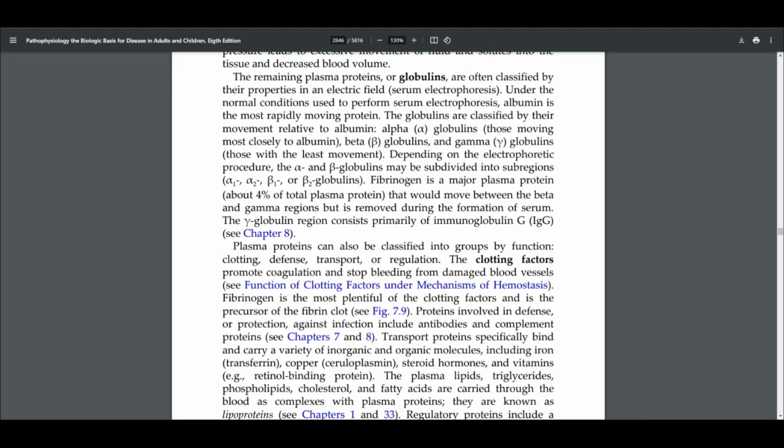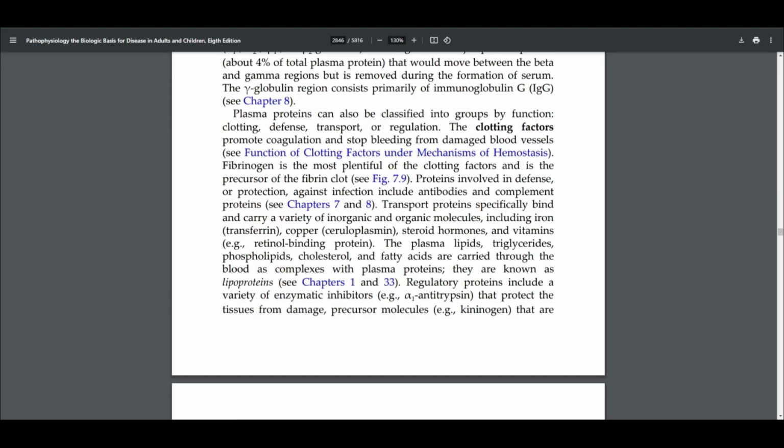Fibrinogen is a major plasma protein that would move between the beta and gamma regions, but is removed during the formation of serum. Your gamma globulin region consists primarily of immunoglobulin G. Plasma proteins can be classified into groups by function: clotting, defense, transport, or regulation. The clotting factors promote coagulation and stop bleeding from damaged blood vessels. Fibrinogen is the most plentiful of the clotting factors and is the precursor of the fibrin clot.